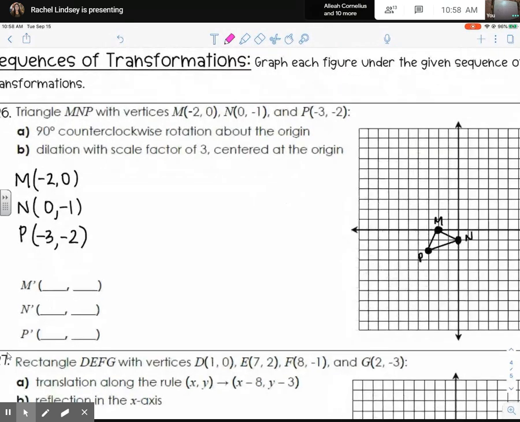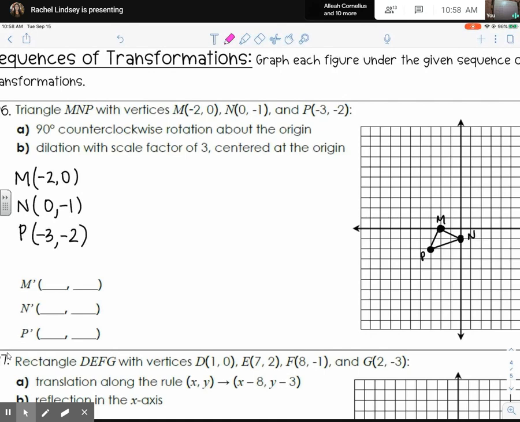Okay, so for my first transformation, I am doing a 90-degree counterclockwise rotation, which means that I switch Y and X. Since it's counterclockwise, it goes to the left, so the Y is negative.